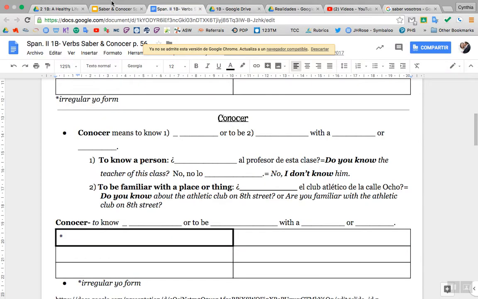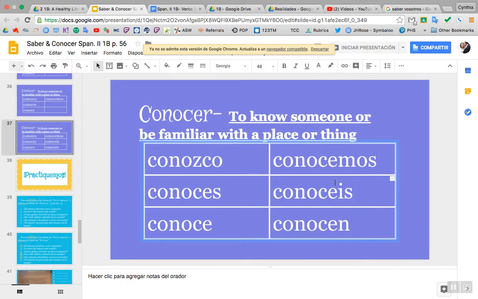Conocéis. Good. An accent on the E here. So, in the yo form, we have conozco. Then we have conoces, conoce, conocemos, conocéis, and conocen. I know, you know, he knows, we know, y'all know, or they and y'all know.